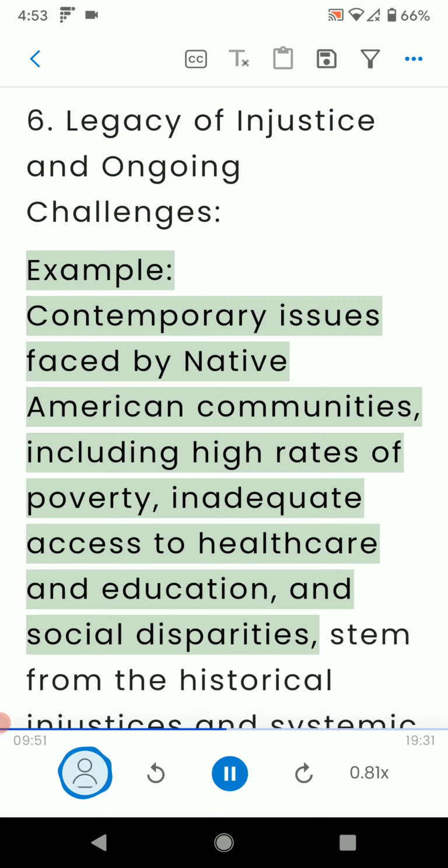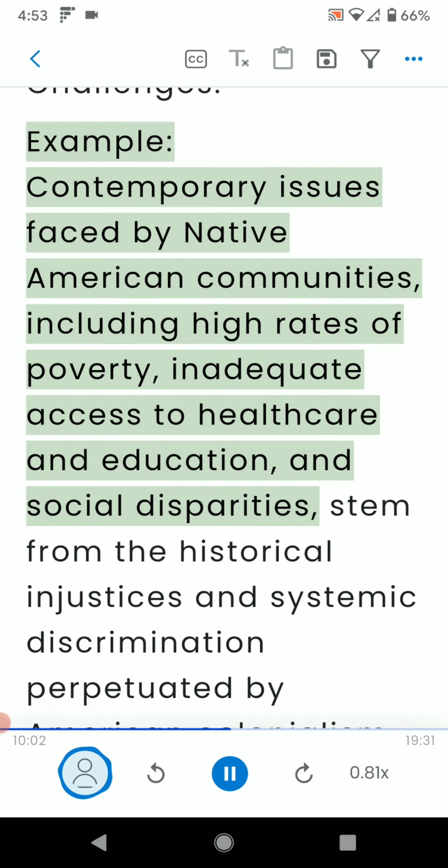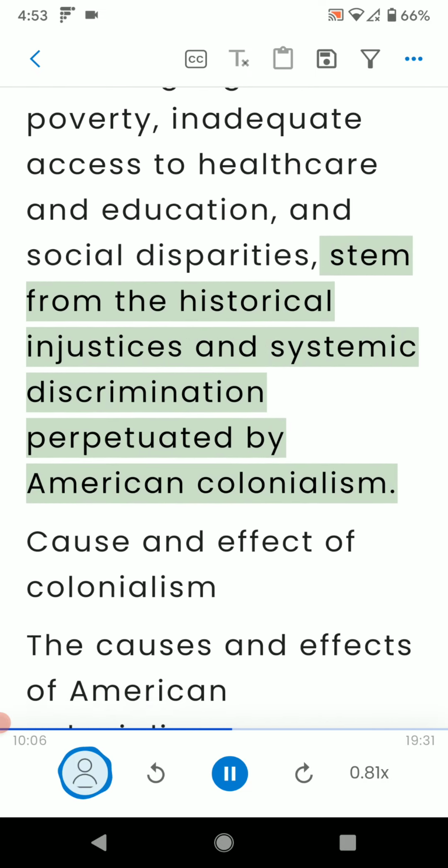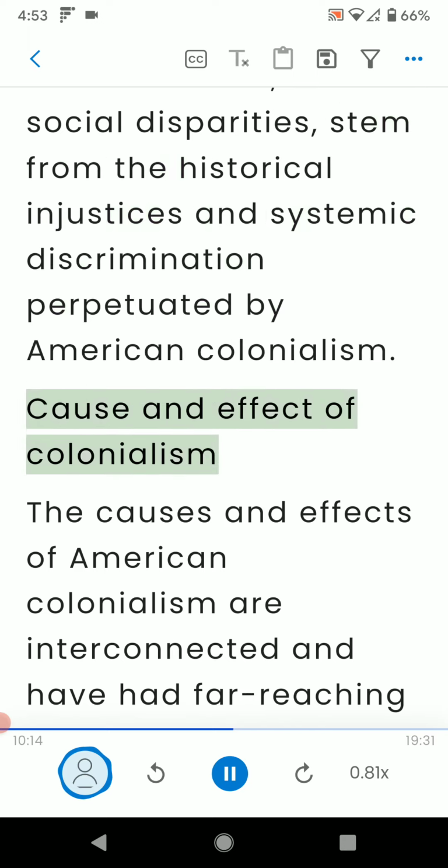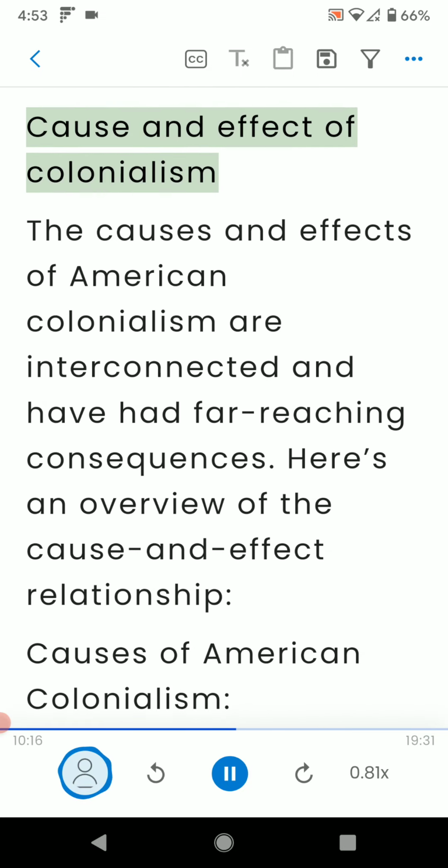Example: contemporary issues faced by Native American communities, including high rates of poverty, inadequate access to healthcare and education, and social disparities, stem from the historical injustices and systemic discrimination perpetuated by American colonialism. Cause and effect of colonialism.